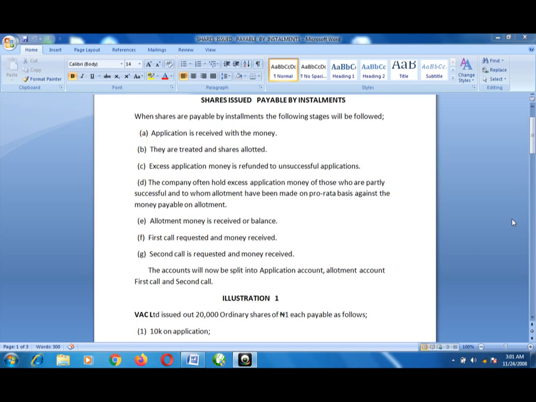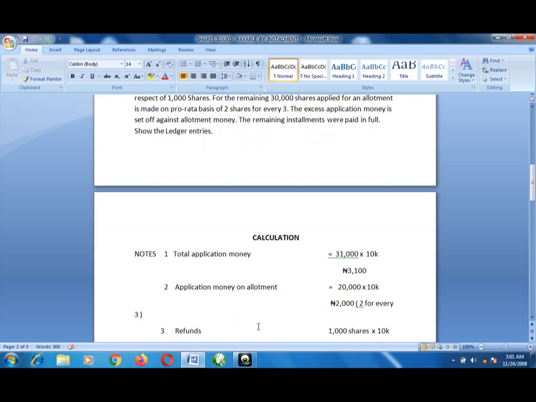And the illustration. In the illustration, we have the example given, whereby you have a fact Limited that issued out 20,000 ordinary shares of 1 naira each, payable as follows: 10 kobo on application, 20 kobo on allotment, 40 kobo on the first call, and 30 kobo on the second call. By the time you add all these kobo together, the price will be equal to 1 naira. And remember, we have 20,000 units of ordinary shares at 1 naira each. That is 10 kobo plus 20 kobo plus 40 kobo plus 30 kobo, making 1 naira.